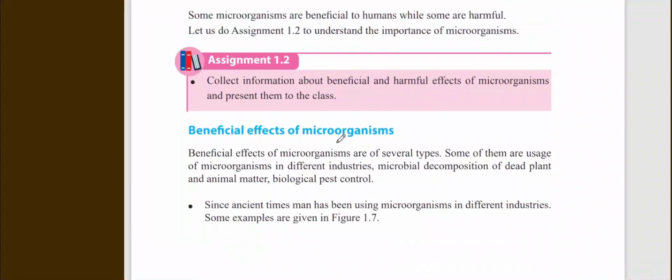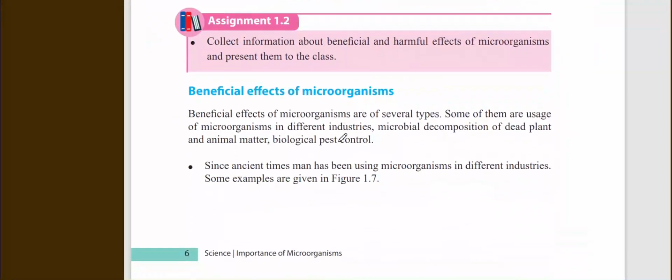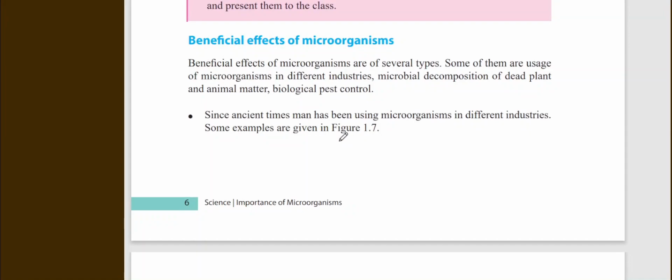Impact of microorganisms on humans and their activities. Beneficial effects of microorganisms. When we think about microorganisms, we generally think microorganisms are bad, but microorganisms do a lot of good things. Beneficial effects of microorganisms: since ancient times, man has been using microorganisms in different industries.